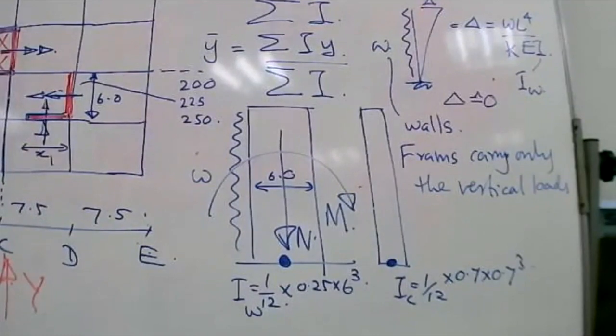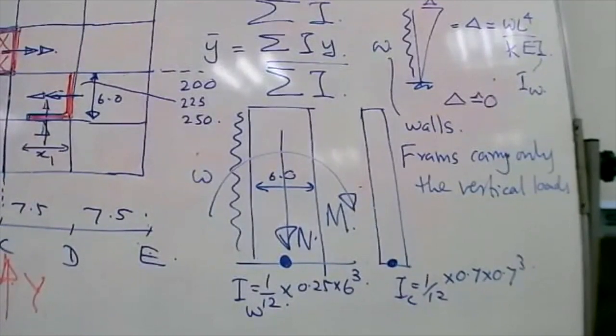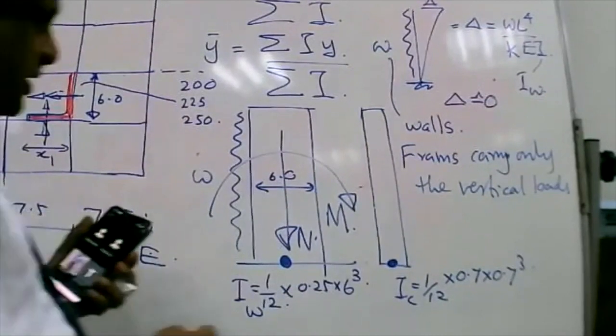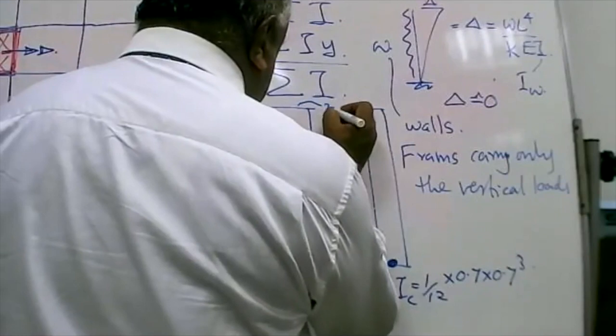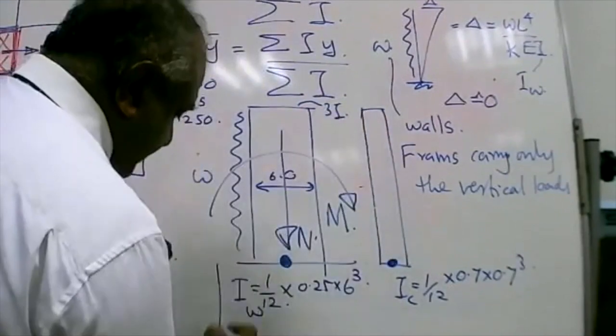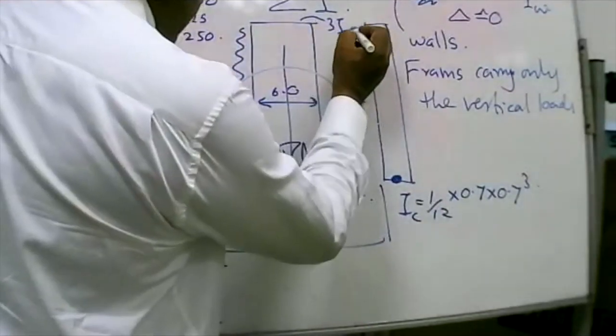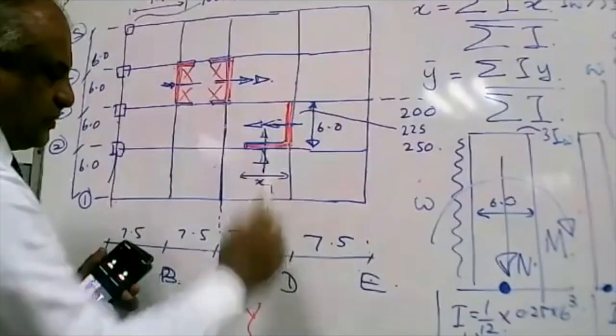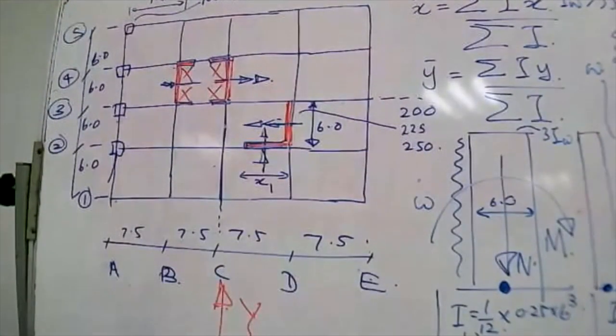So let's see how to design the wall first. We will take the y direction. Then we have the second moment of area as 3 times I w. Why 3 times I w? Because we have this wall, and this wall. There are 3 walls and a total load of w acting as a UDL along the height of the building.